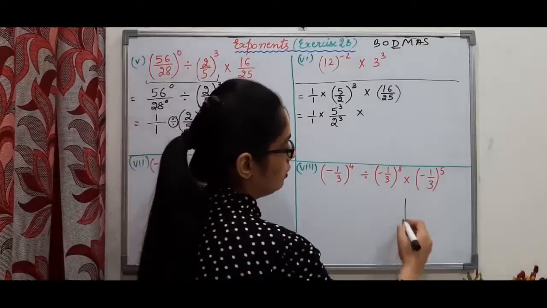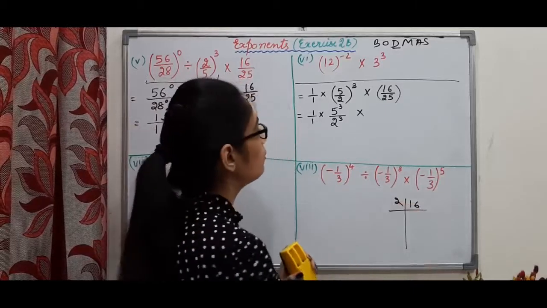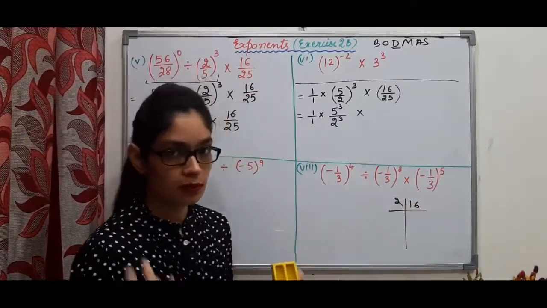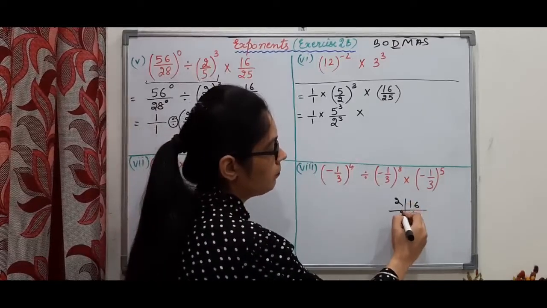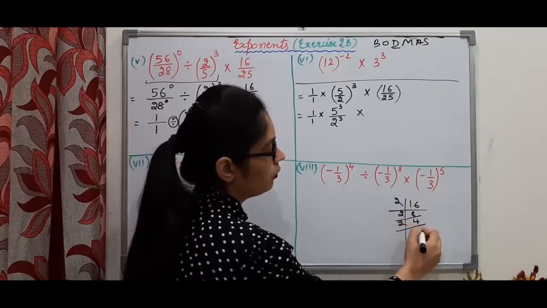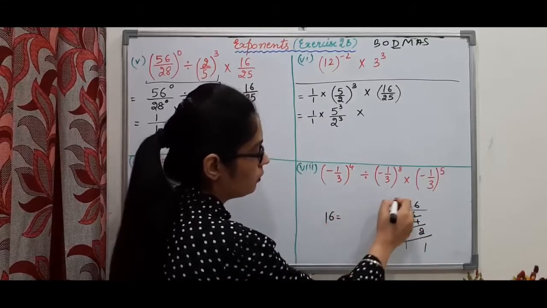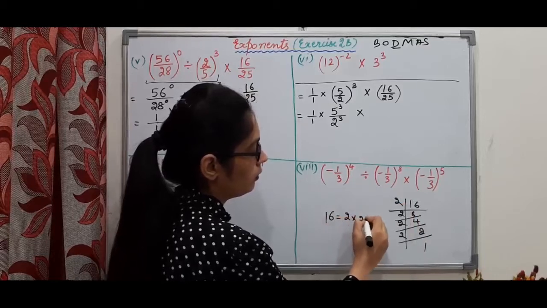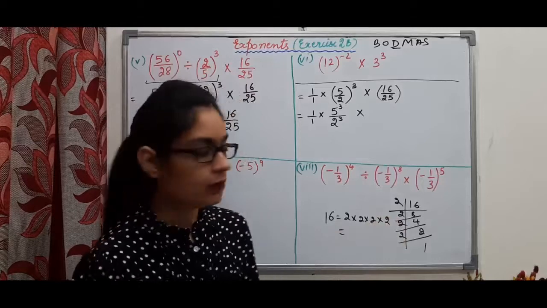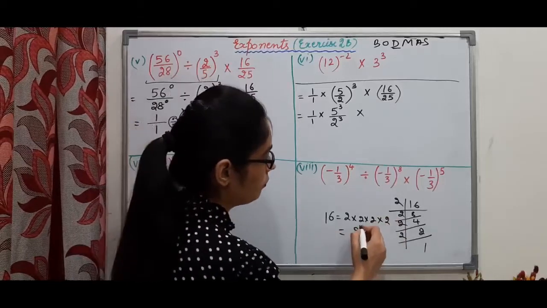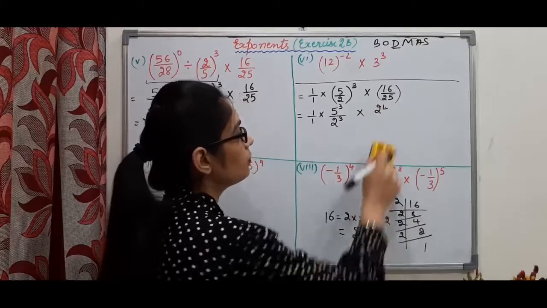So let's convert 16 using the 2's table with the smallest number, because here also it is 2, so let's try to find it in terms of 2. 2 into 8 is 16, 2 into 4 is 8, 2 into 2 is 4, 2 into 1. So 16 is equal to 2 into 2 into 2 into 2. 2 is getting multiplied to itself 4 times, so 2 to the power 4. I can write in place of 16, 2 to the power 4.